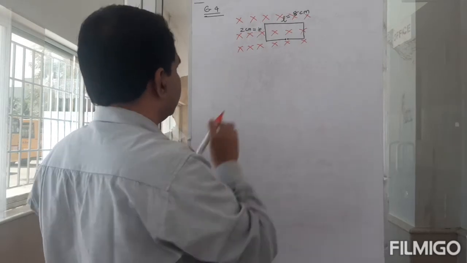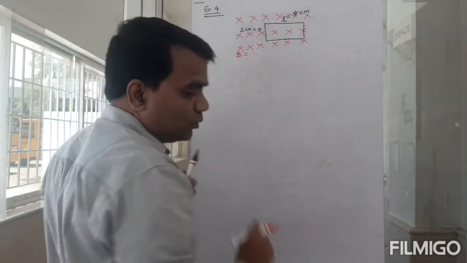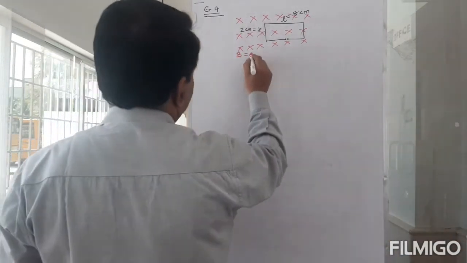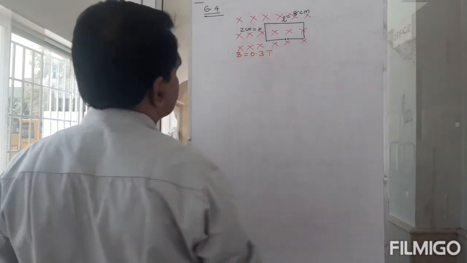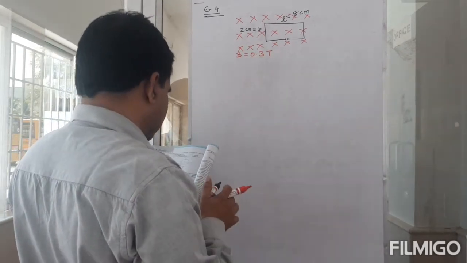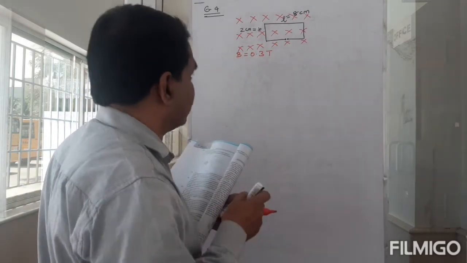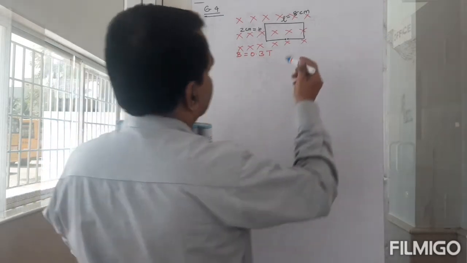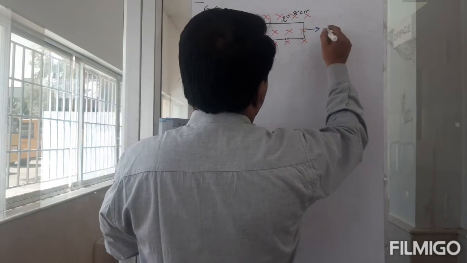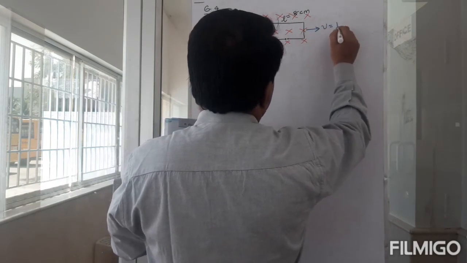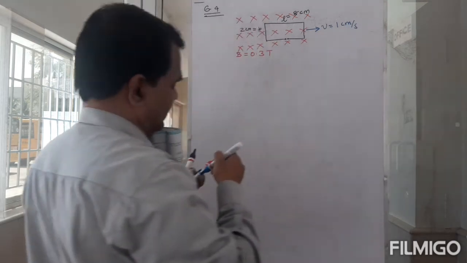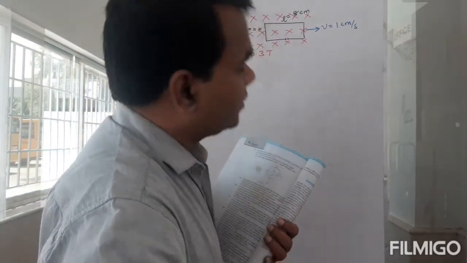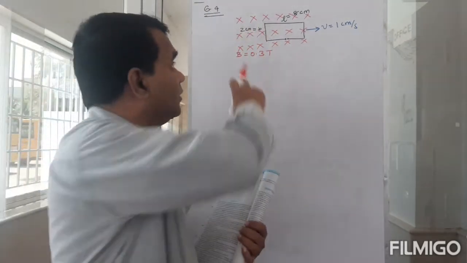And the magnetic field B is equal to 0.3 Tesla. And this is getting pulled out of the loop with a speed of 1 centimeter per second. v is equal to 1 centimeter per second. So now they want you to find the EMF induced in this loop.